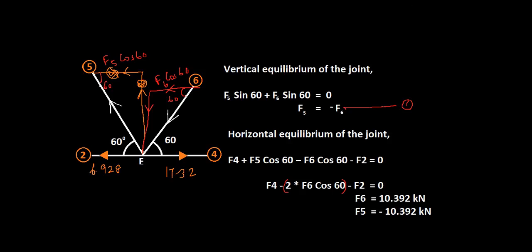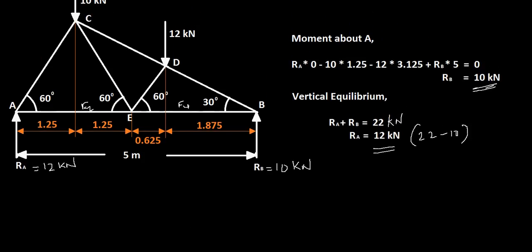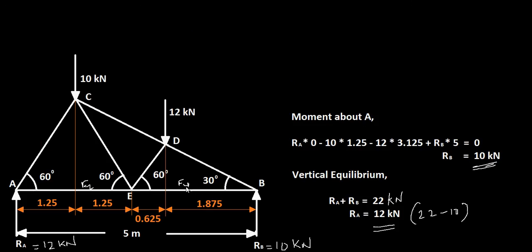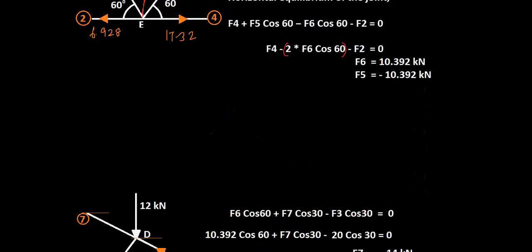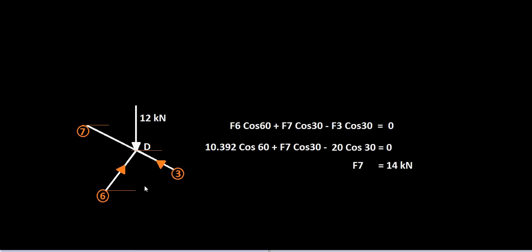So now we can move on to the next joint, which is the joint D here, and we already calculated the force on F4 and F6. This is F6 and F4, and we also know this force here. What we need to do is to calculate the force on the member here. So let's move on to that joint, the joint D here. What you have is your force on 3, force on 6, and you need to calculate the force on the member 7.